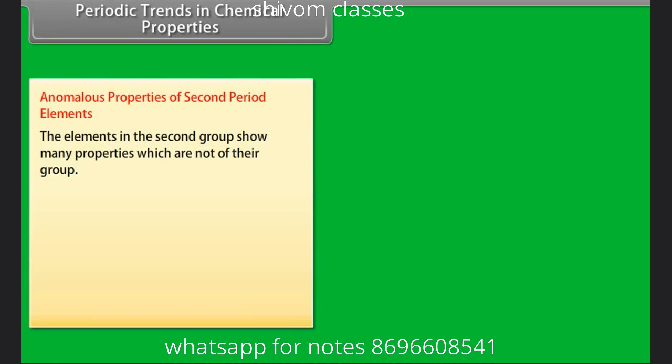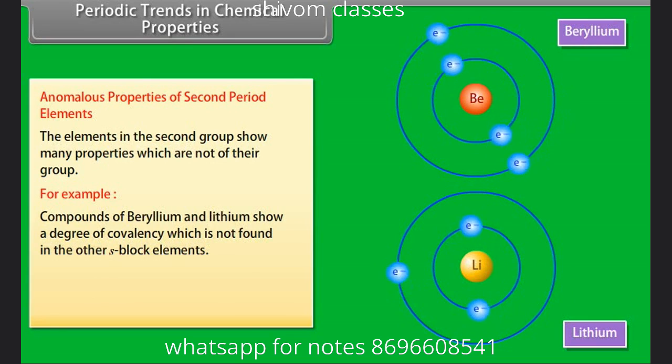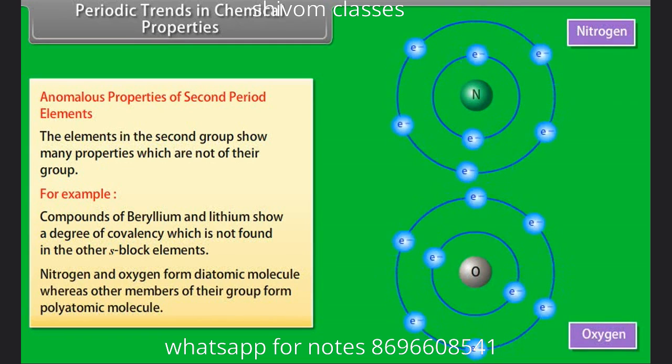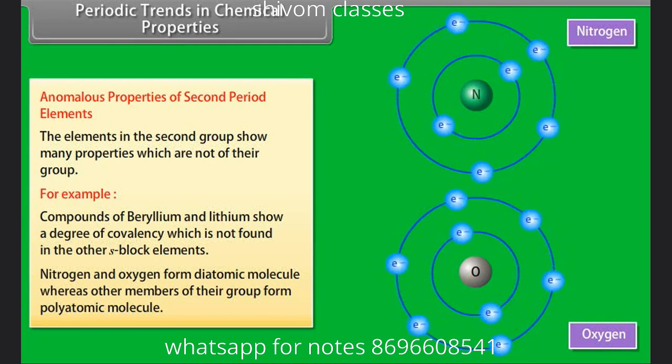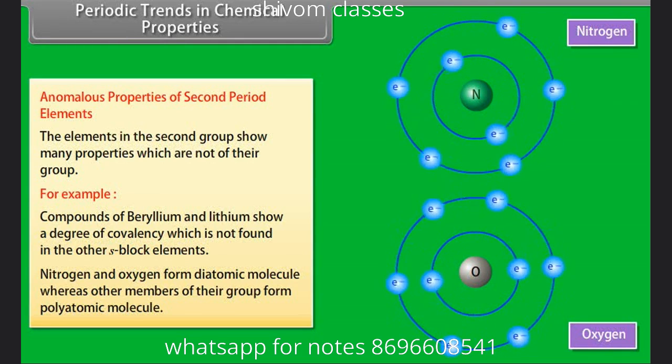Anomalous properties of second period elements. The elements in the second period show many properties which are not shown by their group members. For example, compounds of beryllium and lithium show a degree of covalency which is not found in the other s-block elements. Nitrogen and oxygen form diatomic molecules, whereas other members of their group form polyatomic molecules.